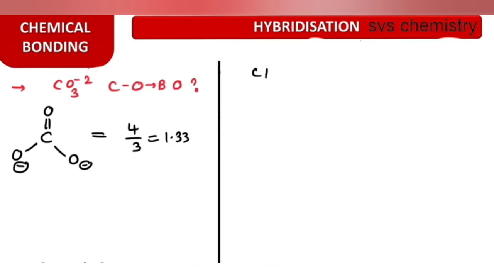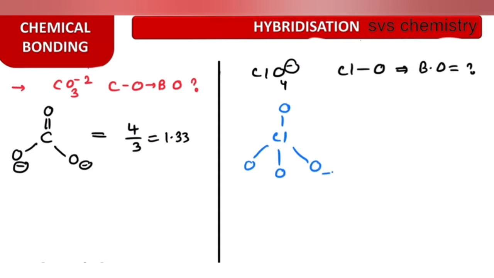Similarly, let me take chlorate, ClO4 minus, and find the chlorine-oxygen bond order. Chlorine is the central atom, and we have 4 oxygens. One negative charge is there and the remaining are double bonds. So the number of bonds is 7 and surrounding atoms are 4, and the bond order is 1.75.